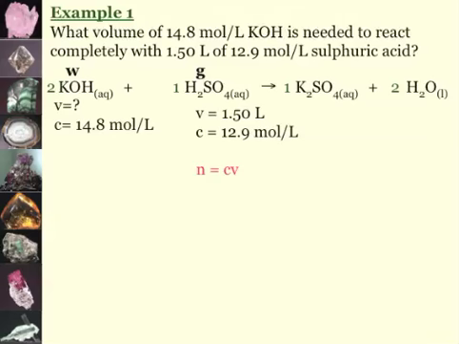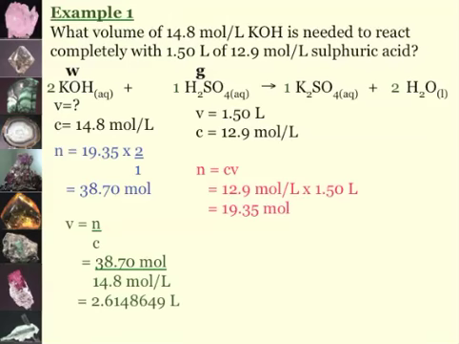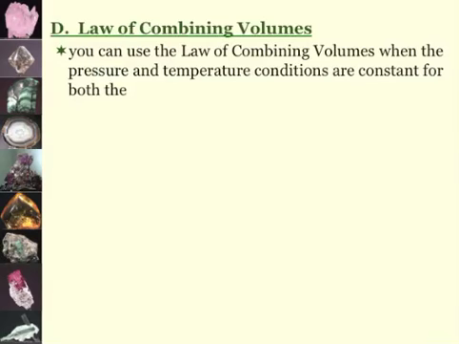So I need to figure out the number of moles of my given, and I do that by taking the concentration times the volume, which gives me 19.35 moles. I'm going to multiply that by my mole ratio of wanted over given, or 2/1 in this case, and that means I have 38.7 moles of potassium hydroxide. So the volume is the number of moles divided by the concentration. I know my number of moles, I know my concentration. Simple calculation gives me 2.61 liters.